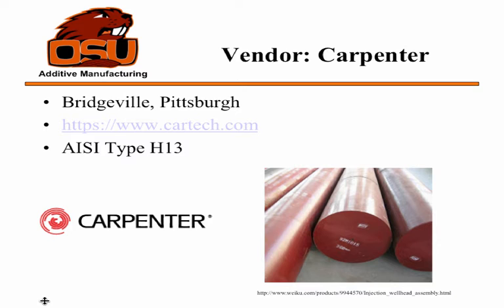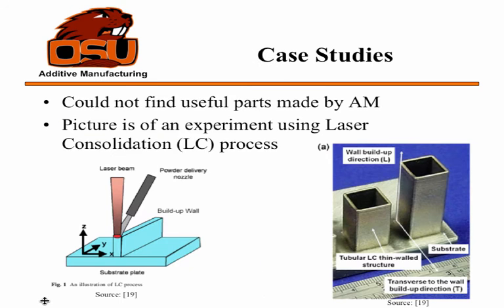But AISI type H13. As far as a case study, I couldn't really find anything that had what I would think of as a useful part that they would actually talk about and say how much time and stuff it took. But what I did include is a picture of an experiment using the LC process. I have a photo right there on the left that shows what the LC process really is. Then on the right they're just building up little square tubing.